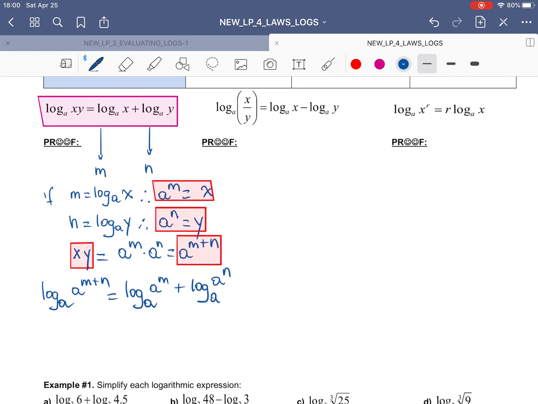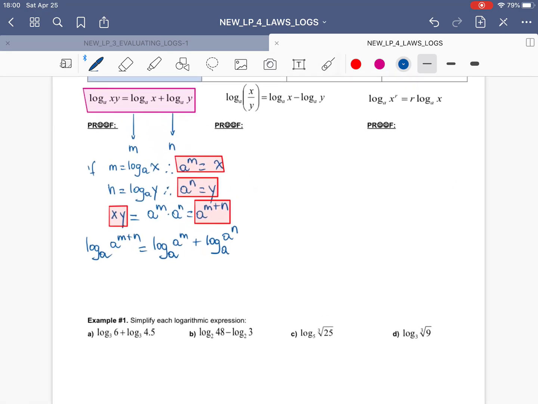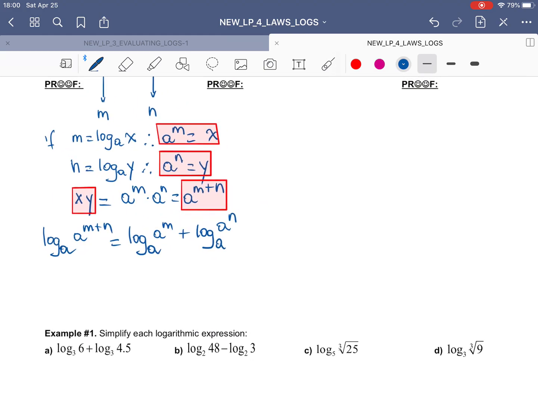So from here it's kind of easy for us to see where we're going. You can tell that here we have a log property we can easily follow. So this whole term equals m plus n.